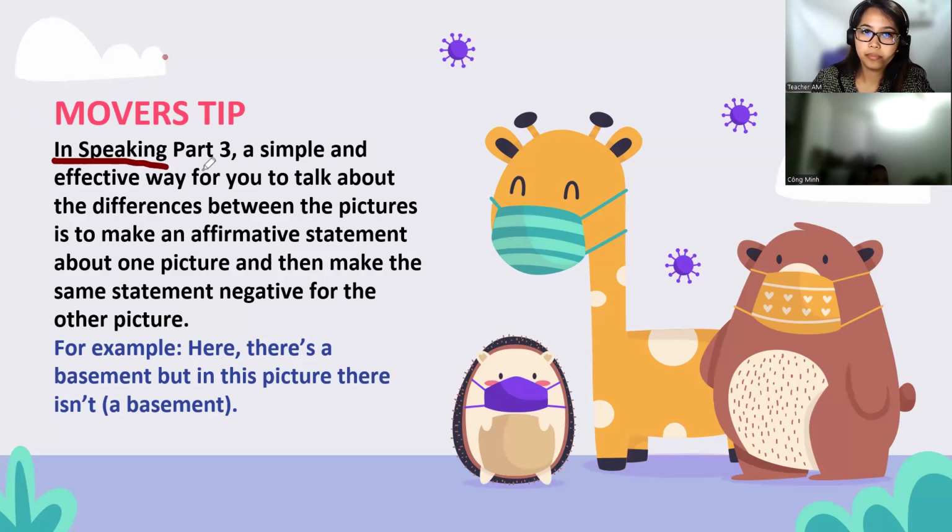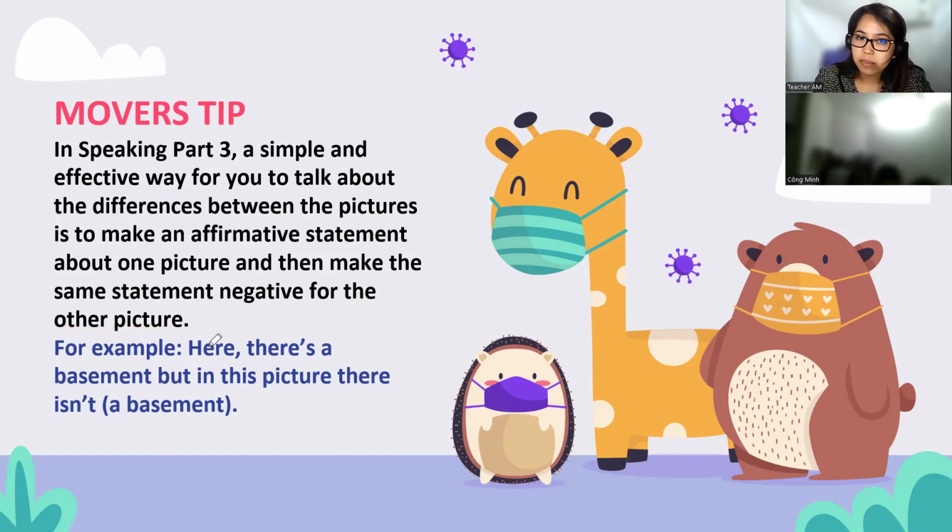Is this cartoon a simple and effective way for you to talk about the difference between the pictures? Make an affirmative statement about one picture and then make the same statement on the other picture. Very good.